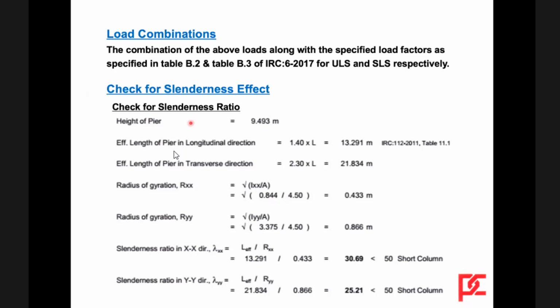Slenderness ratio calculation. Height of the pier is 9.453. Effective length of the pier in the longitudinal direction is taken as 1.4 times L. This is given in the IRC 12 because this is a 4-span continuous bridge. This is the factor that is given in the longitudinal direction. In the transverse direction, it is a complete cantilever. So that's why the 2.3 factor is taken.